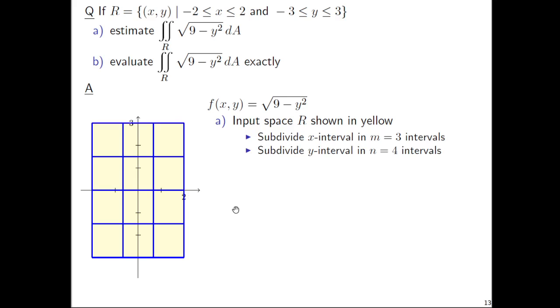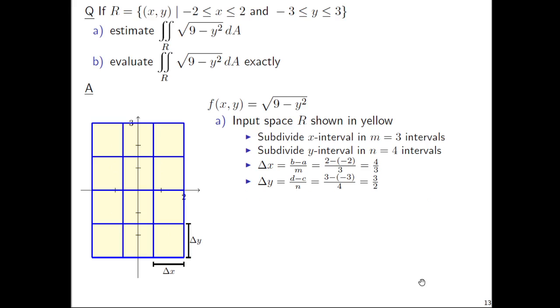We'll subdivide the y interval into four intervals. Just because I felt like using different values for m and n, we've split into four pieces this way, so there are four horizontal strips. So delta x is 2 minus -2 all over 3, which is 4/3, and then delta y, which you see depicted right over here, is 3 minus -3 all over 4, so that's 6 over 4, in other words, 3 over 2.